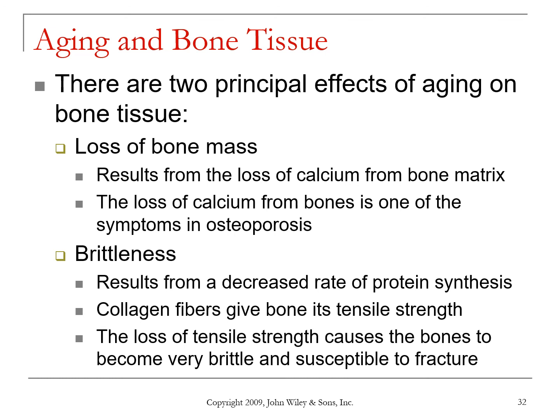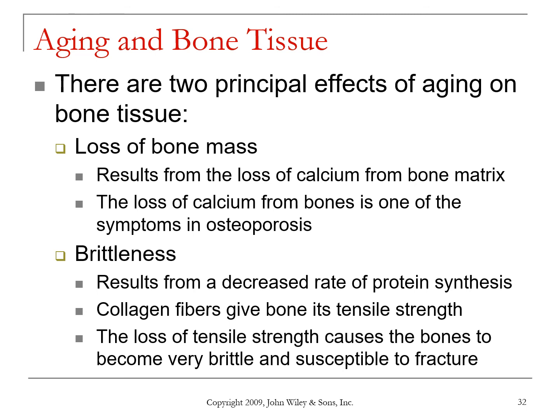So there are two principal effects of aging on bone tissue. Number one, loss of bone mass. And this results from the loss of calcium from the bone matrix, which is one of the symptoms characteristic of osteoporosis. So with osteoporosis, the activity of osteoclasts is greater than that of osteoblasts, and the bone tissue becomes porous and fragile and decalcified.